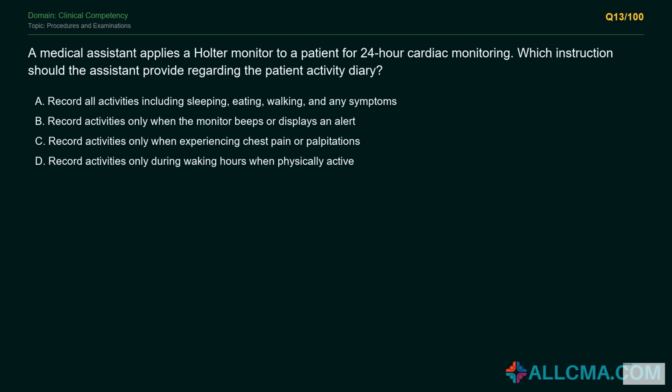Option A. Record all activities including sleeping, eating, walking, and any symptoms. Option B. Record activities only when the monitor beeps or displays an alert. Option C. Record activities only when experiencing chest pain or palpitations. Option D. Record activities only during waking hours when physically active.